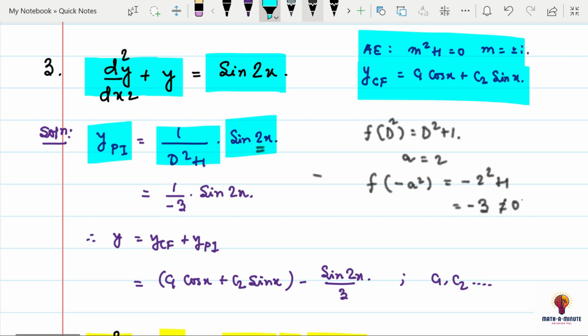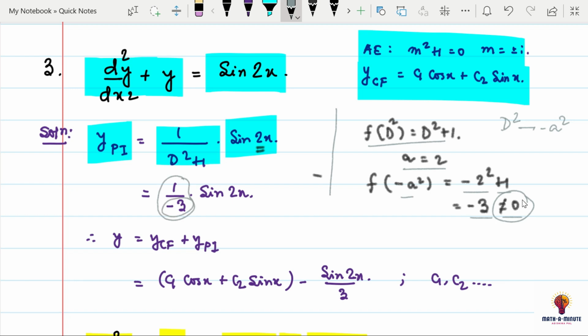Now we have to check this value. Basically it's a function of D square, so we don't need to modify this function. We can directly replace D square by minus a square, where the value of a is 2. So it will be minus 2 square plus 1, and the resultant value is minus 3, which is a non-zero value. Since this value is non-zero, we can directly put the value here.